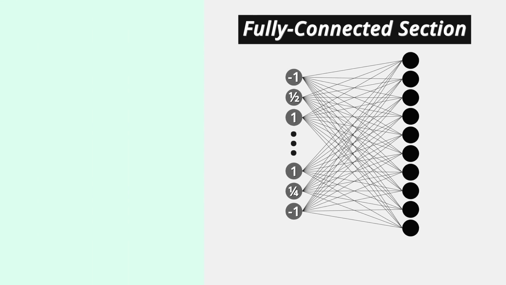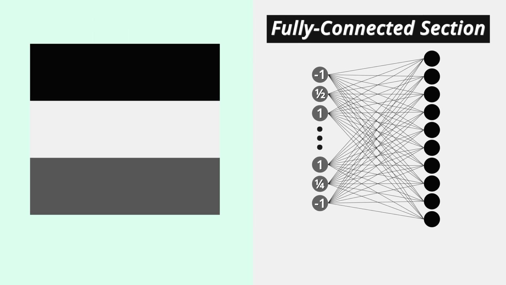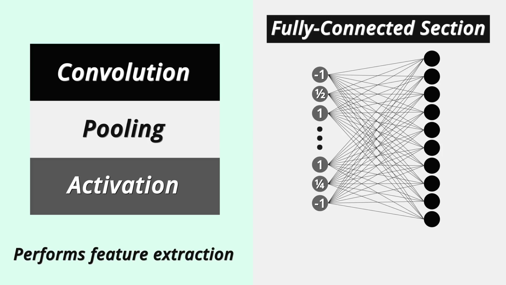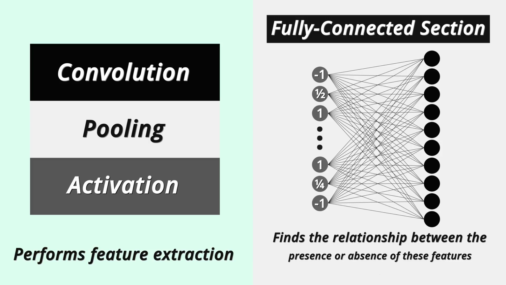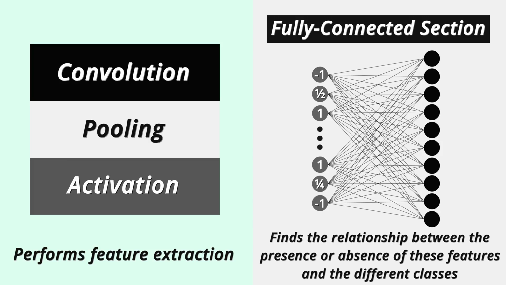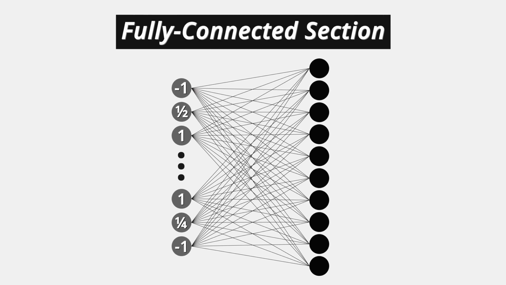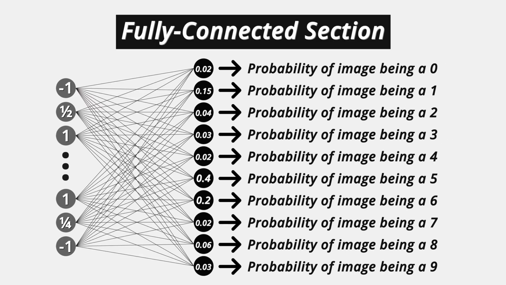In other words, the section of a convolutional neural network with convolution, pooling, and activation performs feature extraction, and in the fully connected section, the network finds the relationship between the presence or absence of these features and the different classes. Like in the last video with breast cancer diagnosis, the output will be a set of probabilities.